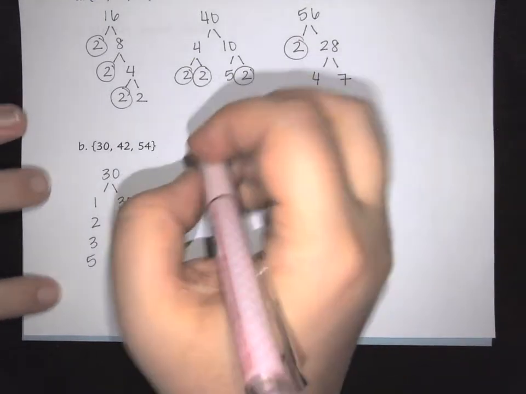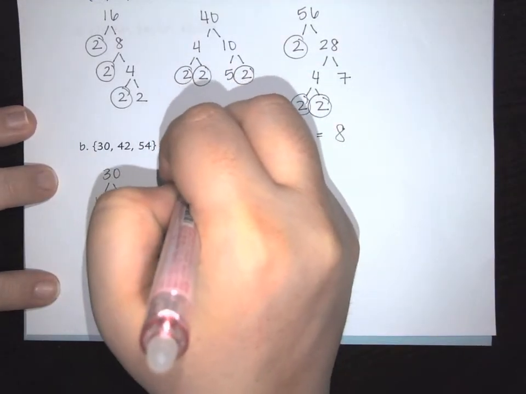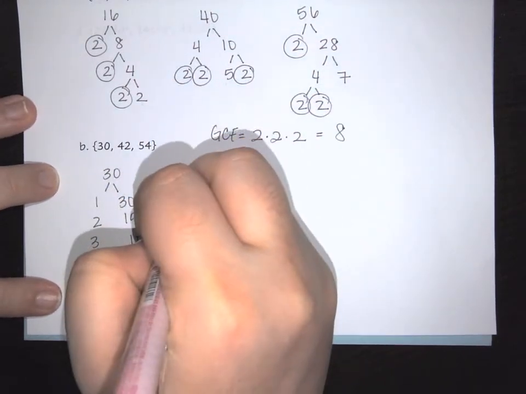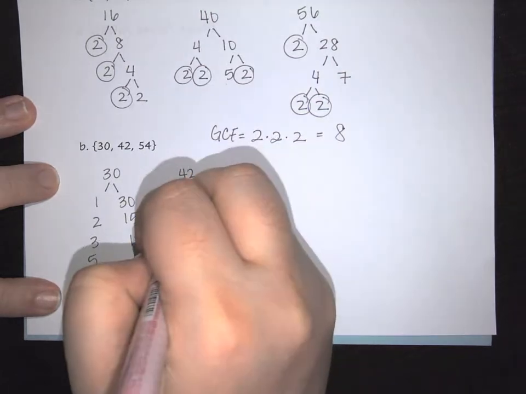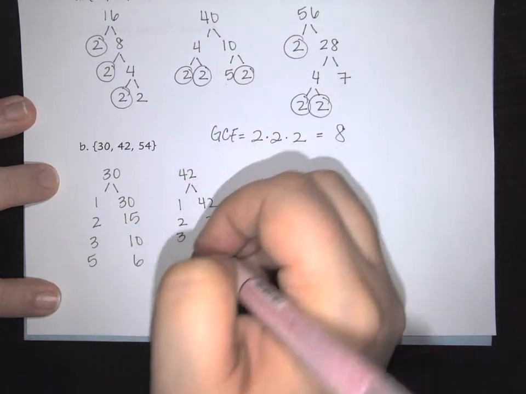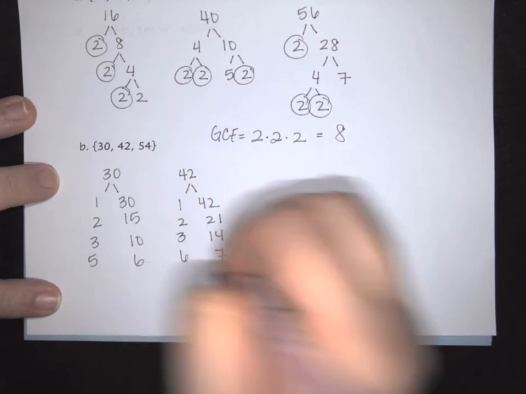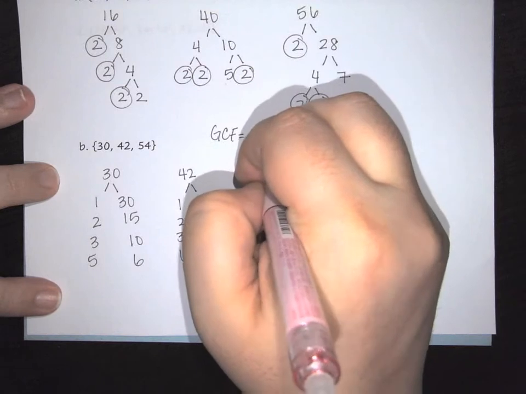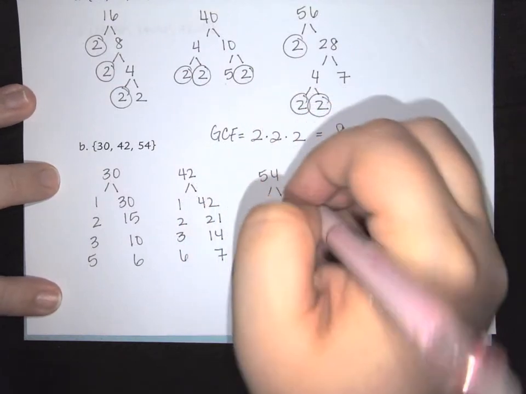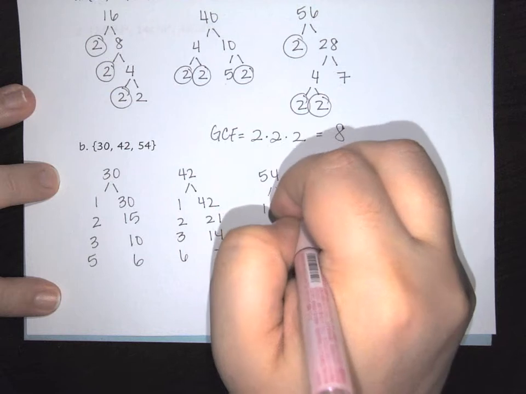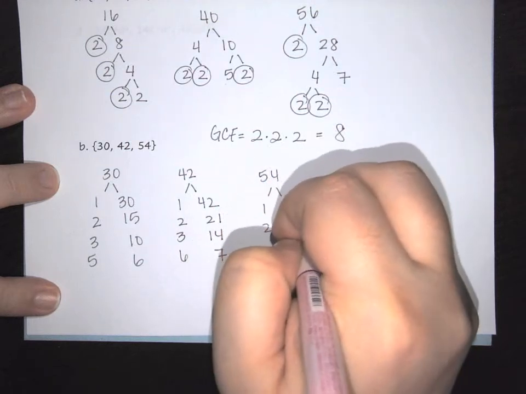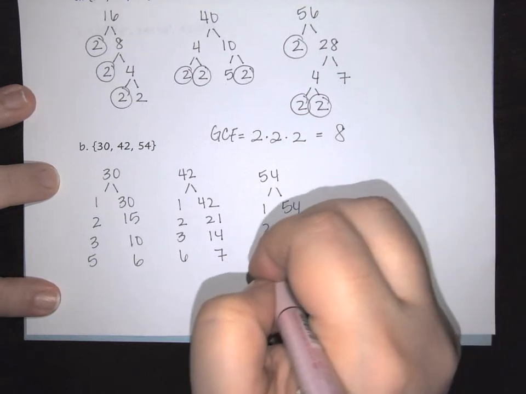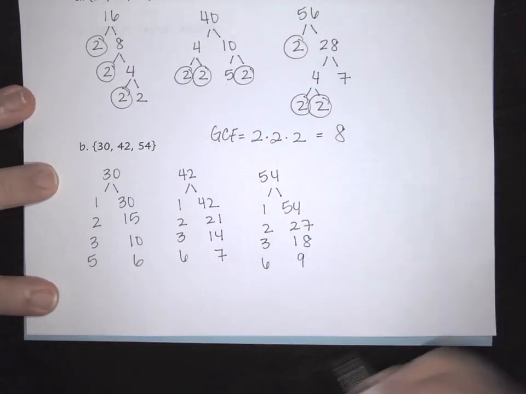Okay, now if I look at 42, my factors of 42 are going to be 1 and 42. I'm going to have 2 and 21. I have 3 and 14. And I have 6 and 7. And then I need to look at 54. So under 54, I've got 1 and 54. I have 2 and 27. I have 3 and 18. And I have 6 and 9.